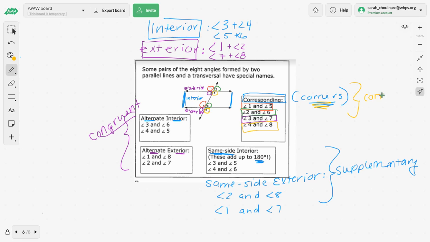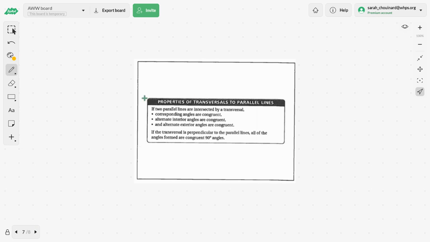These angles are also congruent, meaning they're equal. So this just states what we just said. Corresponding are congruent, alternate interior and alternate exterior are congruent. And then I just want to write that same side interior and same side exterior are supplementary. So those are the only ones that add to 180. Same side. They have to be on the same side of the parallel line to add up to 180.